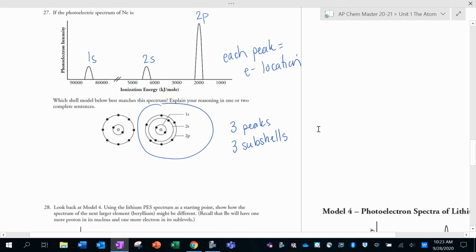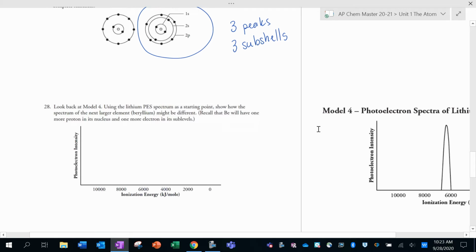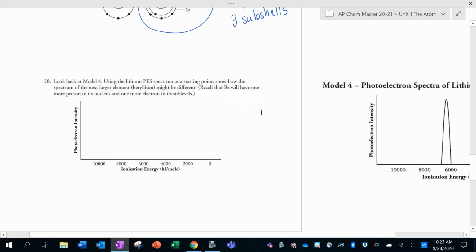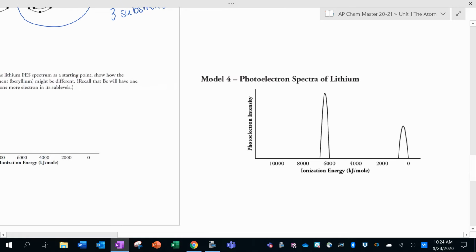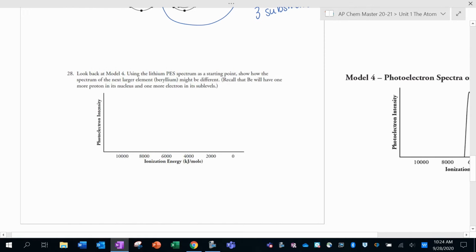Okay, so let's scroll down here, and question 28 is a really good one because it's a compare-contrast one. So the idea here is using this lithium spectra we just looked at as a comparison point, as a starting point. We want to predict what the spectrum for beryllium might look like, okay? So keep in mind lithium has electron configuration of 1s2, 2s1, and it has 3 protons in its nucleus, okay? Let's look at beryllium.